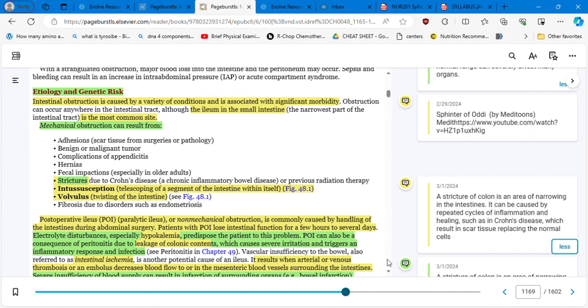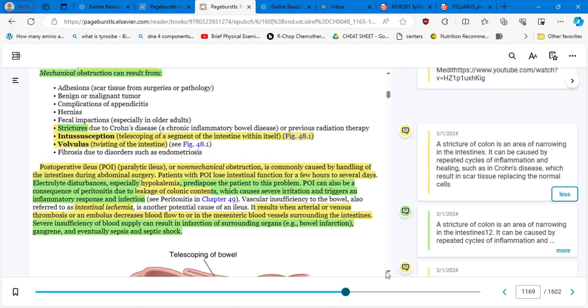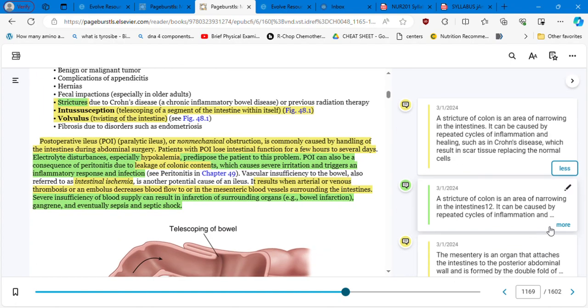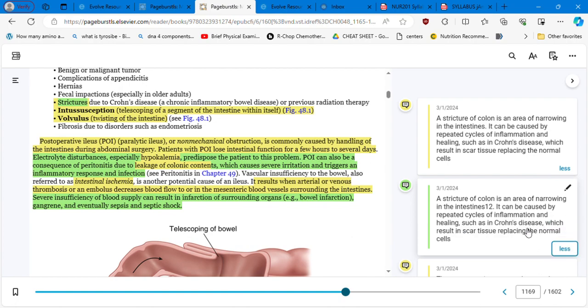Okay, and then we have, okay, the stricture. Okay, so I copied this twice, I think. Okay, no problem.